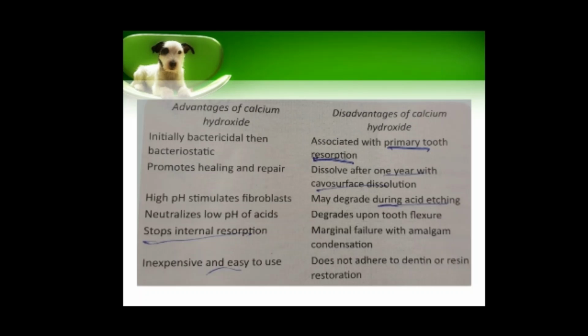So the advantages include: initially the calcium hydroxide is bactericidal, then it becomes bacteriostatic. After that, it will promote healing and repair of the adjacent tissues. Due to its high pH, it will stimulate fibroblastic activity and also neutralizes the low pH of acids, and it will stop internal resorption, and it is inexpensive and easy to use. Disadvantages: it is associated with primary tooth resorption, dissolves after 1 year with cavosurface dissolution. It may degrade during acid etching, degrades upon tooth flexure, and has marginal failure with amalgam condensation. It will not adhere to dentin or resin restoration.